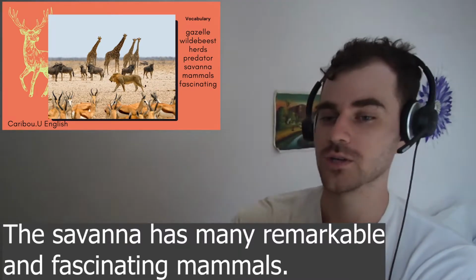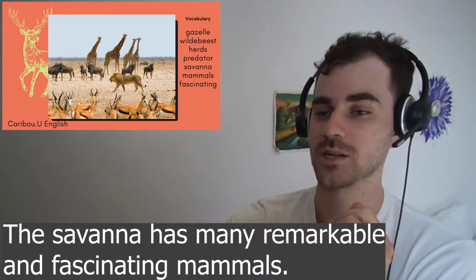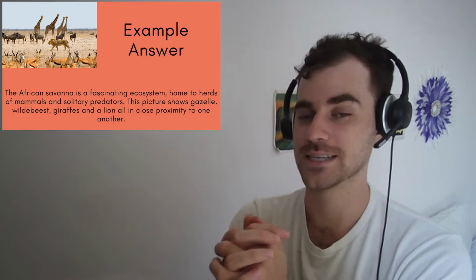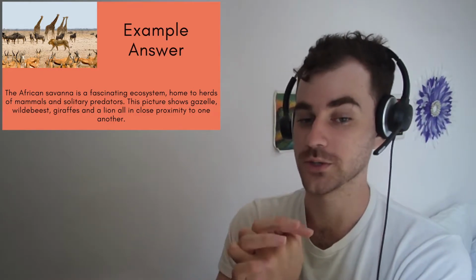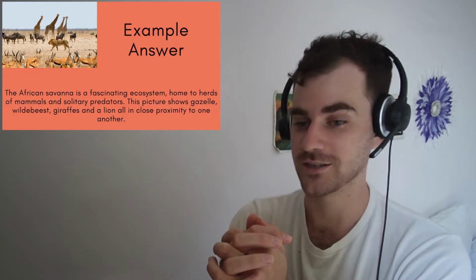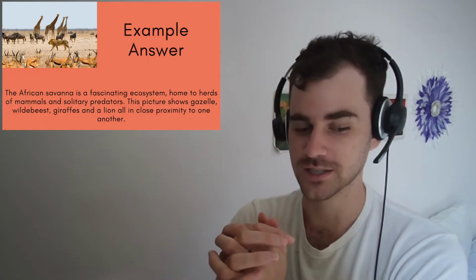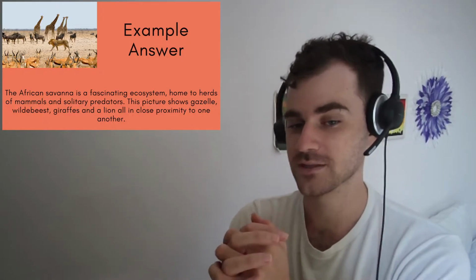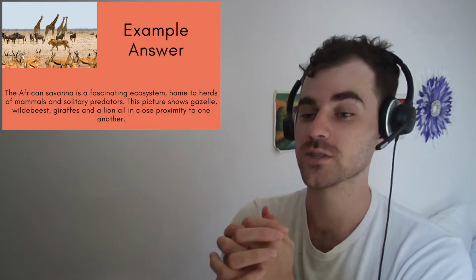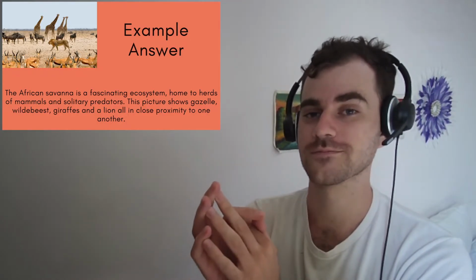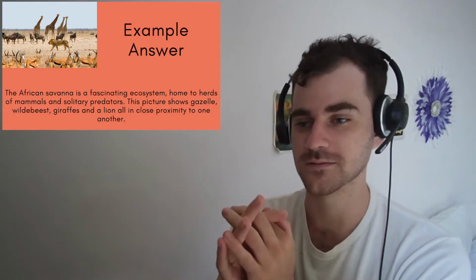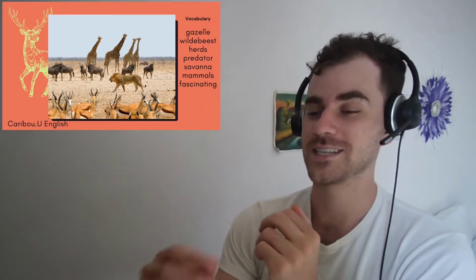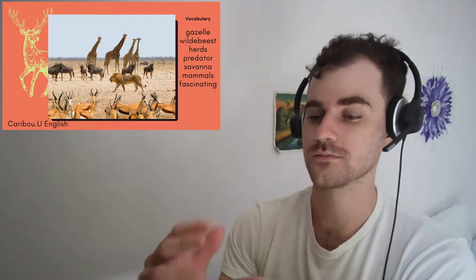So let's try to use all of the words together. Watch this. The African savanna is a fascinating ecosystem, home to herds of mammals and solitary predators. This picture shows gazelle, wildebeest, giraffes, and a lion, all in close proximity to one another. So there you go. That's the first picture. I challenge you to write your own paragraph describing this picture using all the words.